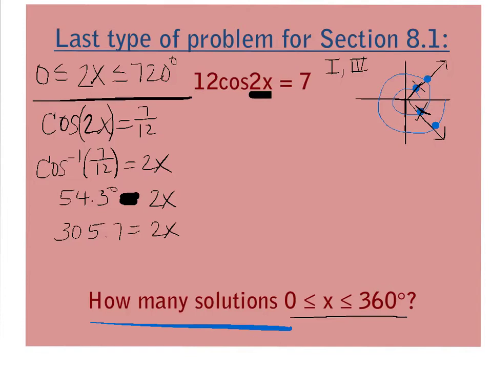Well, all I did was do 1 more circle. So I can just take 54.3 and add 360. And we're also going to get that 414.3 equals 2x. And then lastly, I need to get from this answer, which was our 305.7, if I add 360 to that, I get 665.7 equals 2x. So here's your starting point.